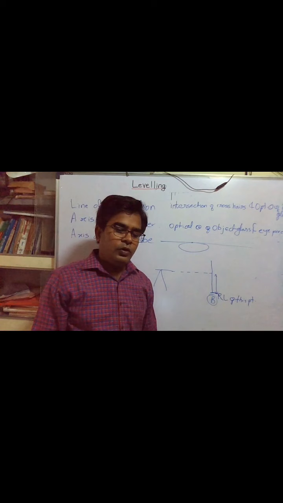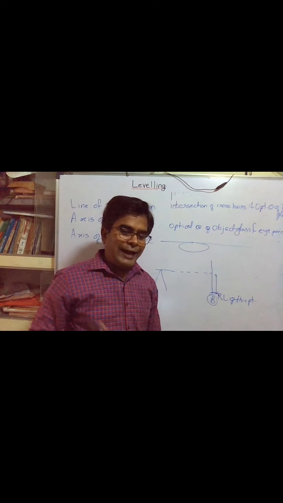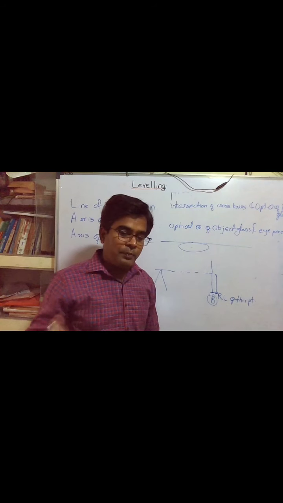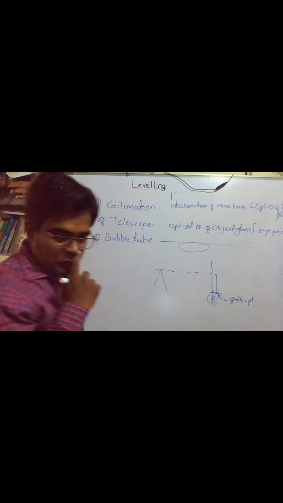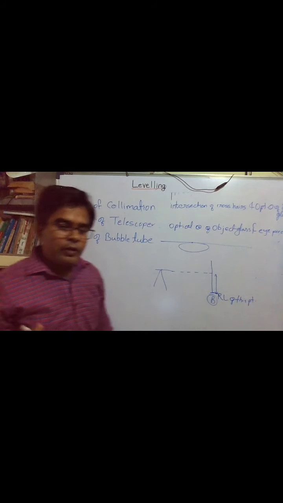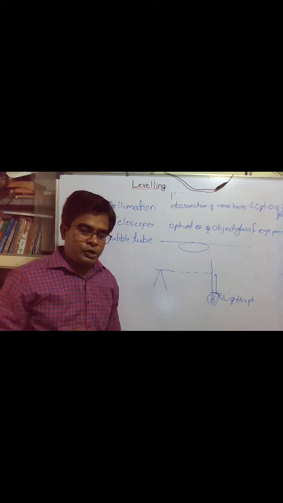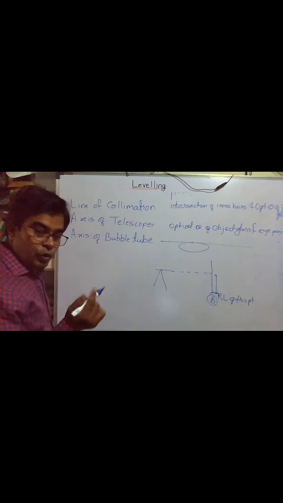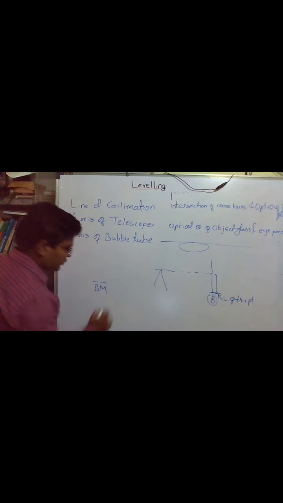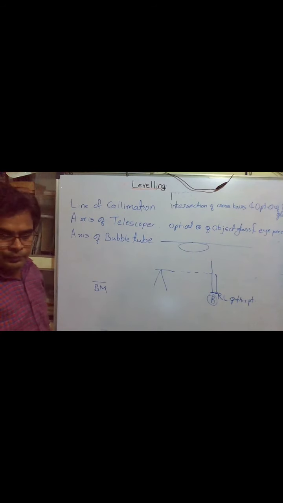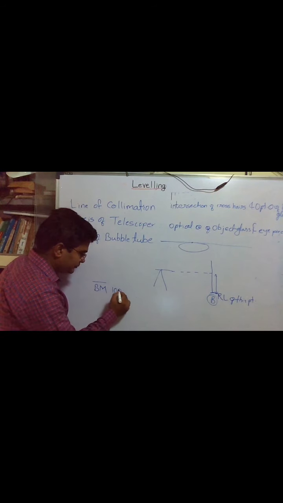Okay, so how can I find out the RL of this point? I need some point to compare this reading. So what is the need? To find the RL of any point, we should know the RL of some point, that is a point of known RL. That is what we call a benchmark. We should know the benchmark. Suppose here is some benchmark whose RL is 100 meter.